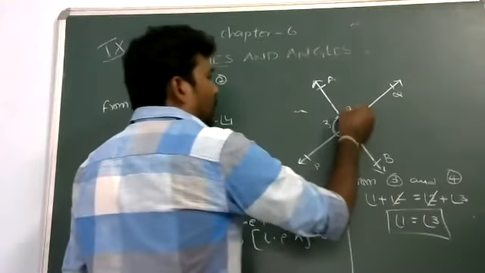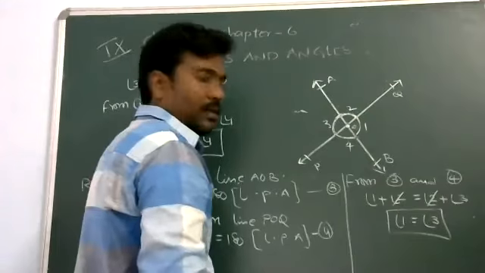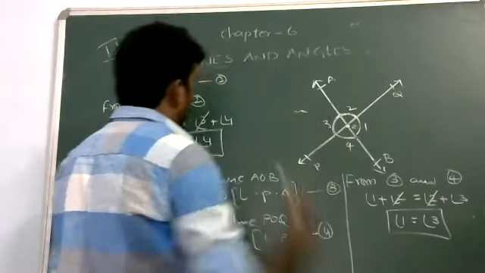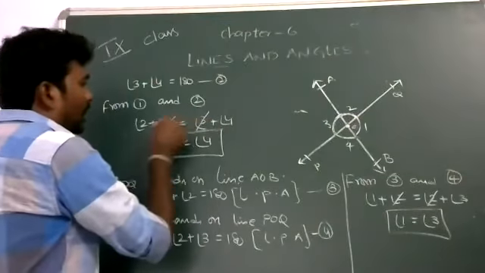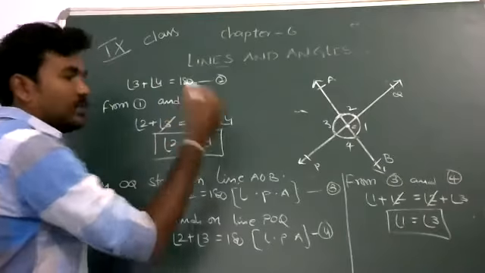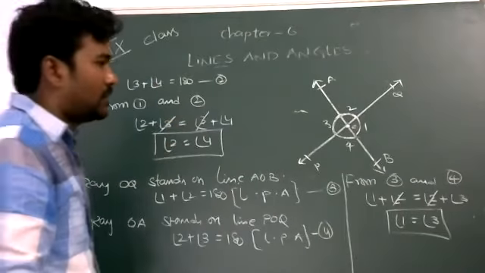Now here you can see 2 plus 3 equals 180. After that, 3 plus 4 equals 180. Finally, angle 3 and 3 get cancelled, and angle 2 equals angle 4. Then comes the second part.